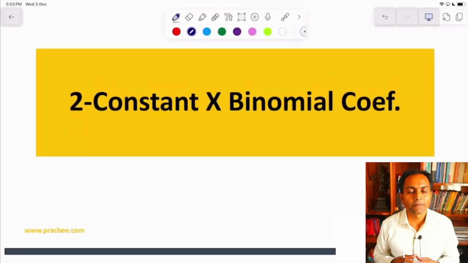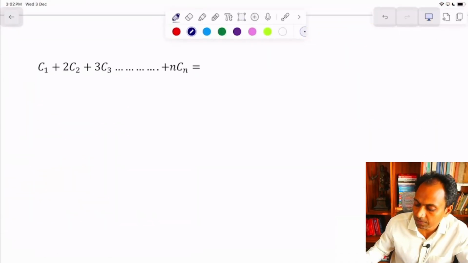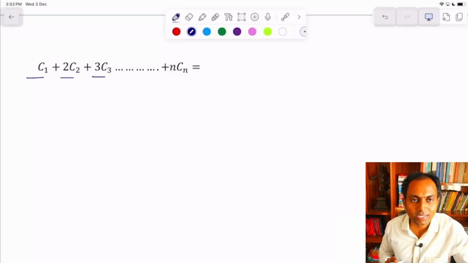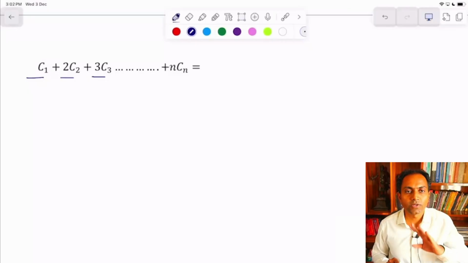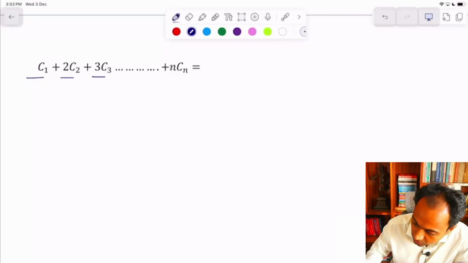The next problem type is constant into binomial coefficient. Let us look into a very typical question. This talks about 1 into NC1, 2 into NC2, 3 into NC3. So largely speaking, what I am going to tell you is a 4-step algorithm in solving this problem type, also the next problem type, and then I will give you a shortcut to solve all complex problems based on coefficients in binomial theorem. Now let us look into the first idea.